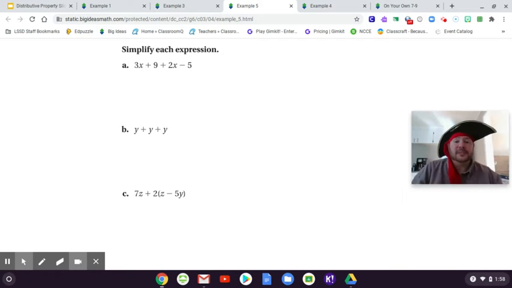You're allowed to put those together. But if you have like 5x plus 3y, you can't add those together because x's don't go with y's. It just works that way. All right, so A, go for it. Good luck. Let's see how you did.